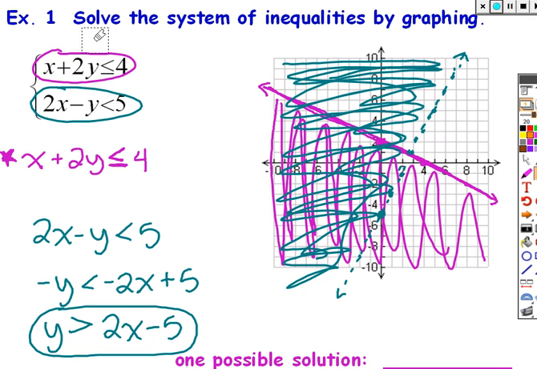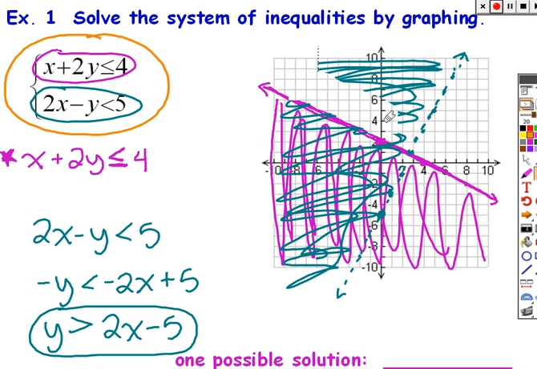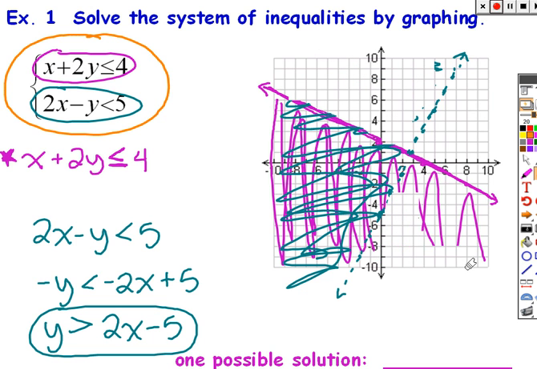So if I look at the overall system, I only want coordinates that make both of these inequalities true. Well, which points on my graph make both inequalities true? That would be this region that's shaded with the teal and the purple. So I'm actually going to get rid of everything that does not have that double shading. So everything up here is going to go away. Everything down here is going to go away. That purple part only made the first inequality true, not both inequalities true. And then this would be your solution space. So anything in here is a solution.